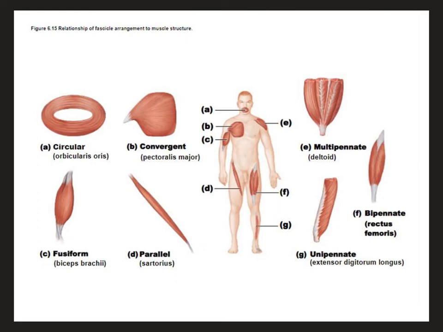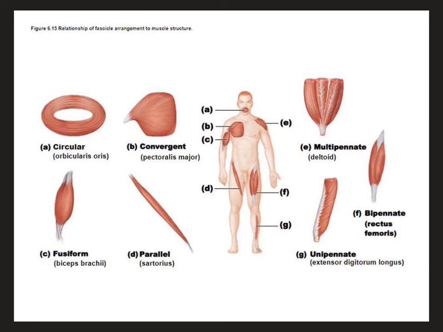And then the last one, probably the funniest word to say, is unipinnate. Unipinnate, single-feathered. You'd find this down in the lower leg where we don't have a lot of muscle structure on the anterior side. The example here, extensor digitorum longus. So it's the muscle on the front side, the anterior side, where our gastrocnemius would be on the back side.